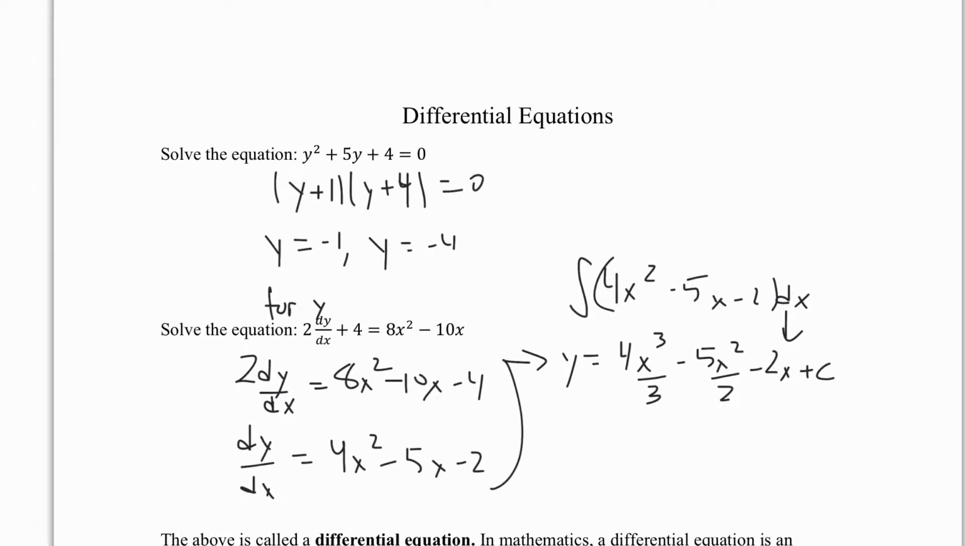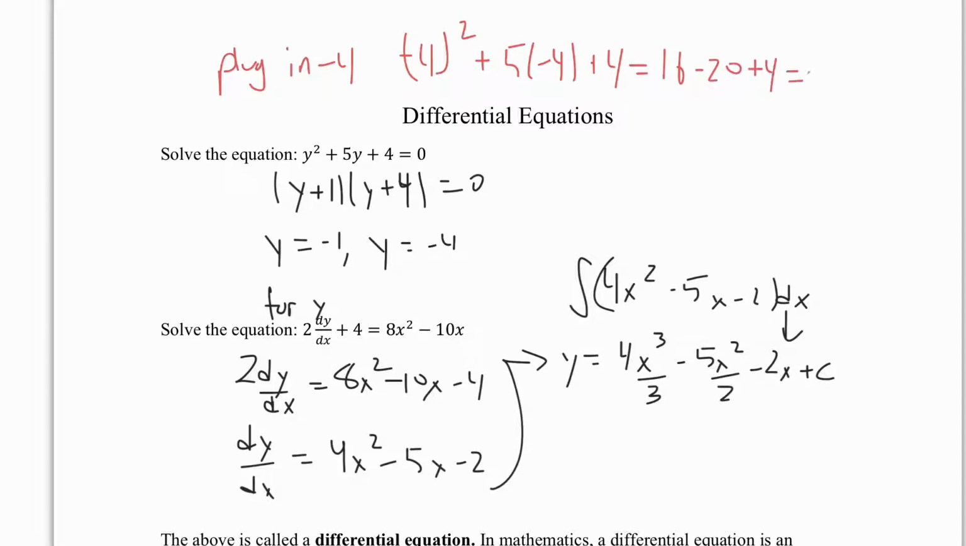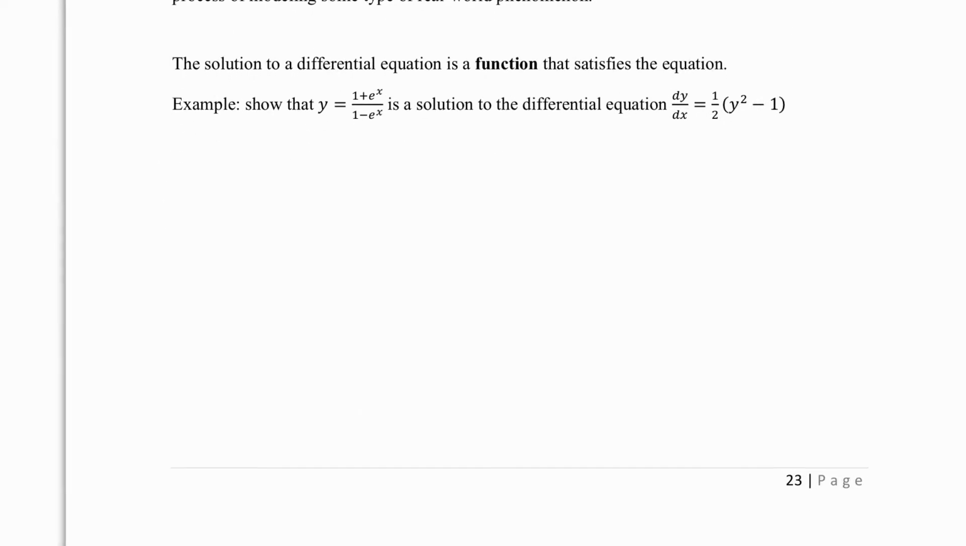Back on this example here, we know these are solutions because if we plug them in, they satisfy the equation. So if you go here and you were to plug in negative 4, well, you would get negative 4 squared plus 5 times negative 4 plus 4, which would give you 16 minus 20 plus 4, which indeed would give you 0. So this checks out. It plugs in because it gives you 0 on the right-hand side. In the same way, we're going to show that this equation is a solution to this differential equation.